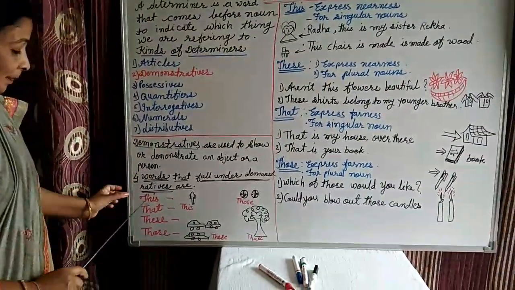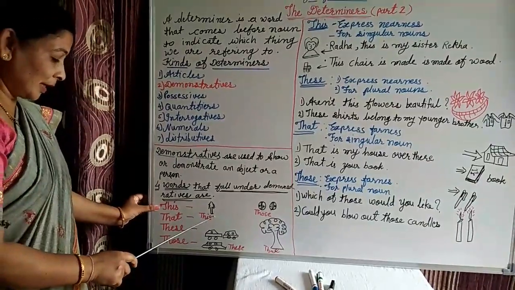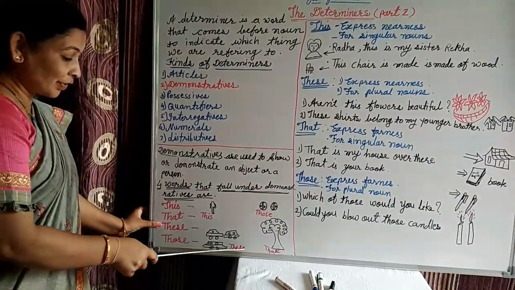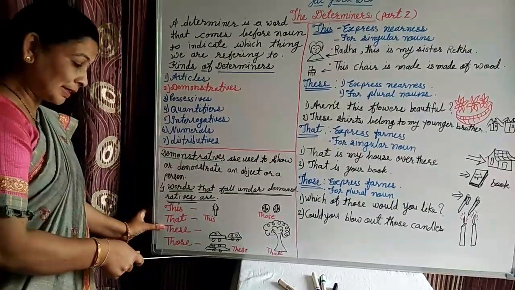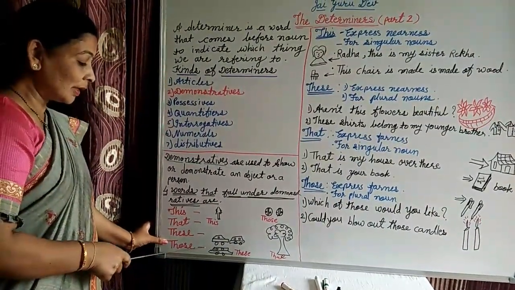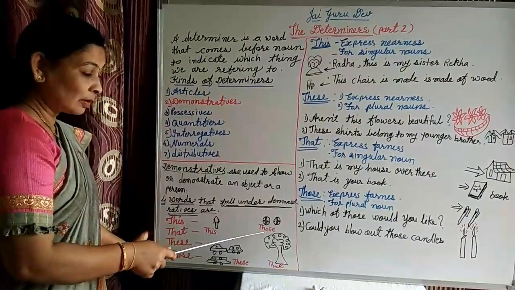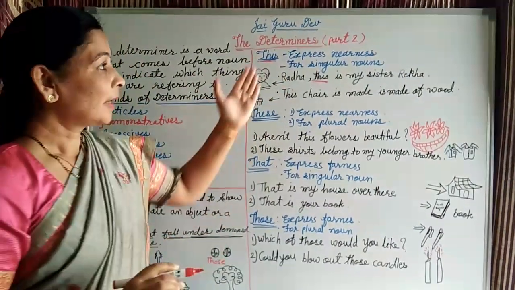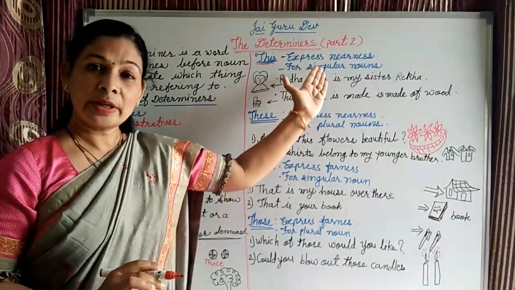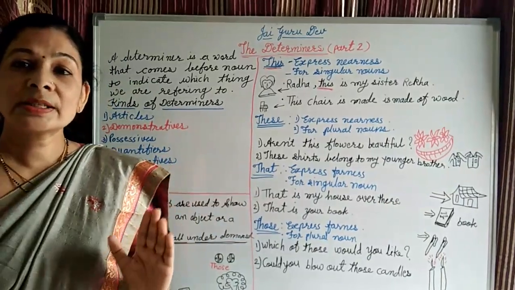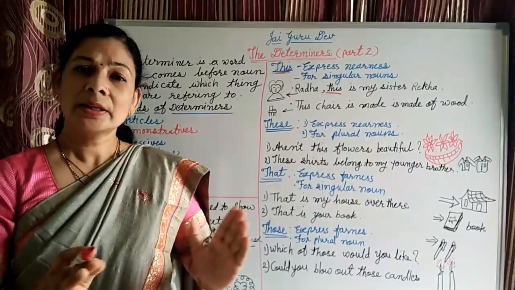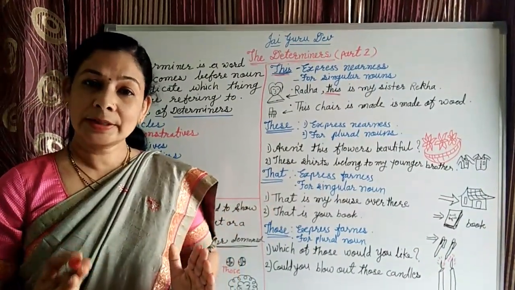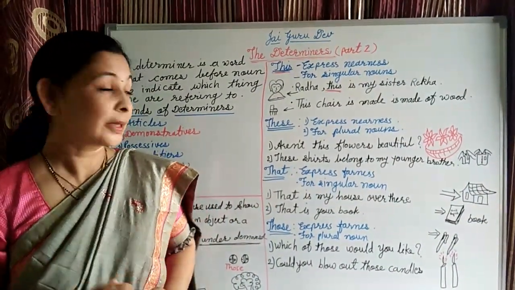So what is different here? This is referred to as near, that is referred to as far. These is the plural form, and it is near, and those refers to plural but far. Now, the use of this: it expresses nearness for a singular noun. We use this when we are talking about something that is very near. We can use this for either things or people.